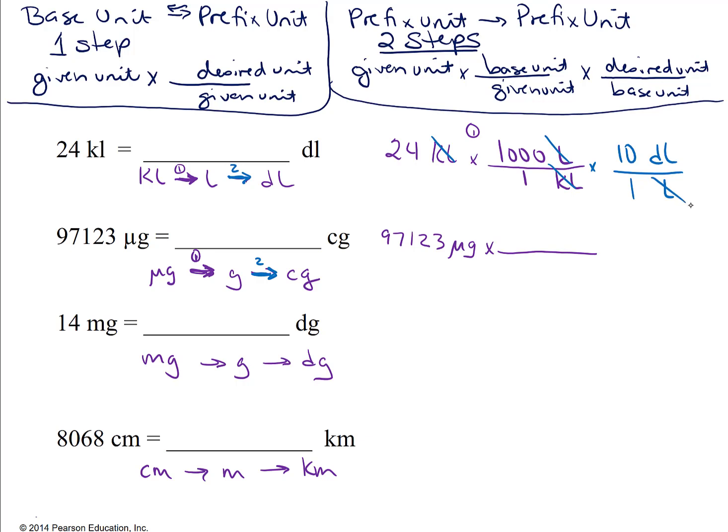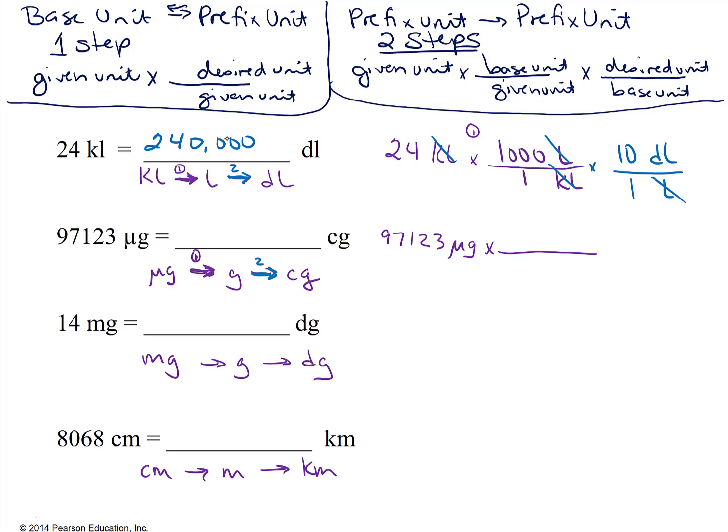And when you do this, multiply everything across the top. Each thing you're dividing by is just 1, so you just ignore those. 24 times 1,000 times 10. Just multiply everything across the top, and then you're just dividing by 1. That's not going to change your answer, so you're done.